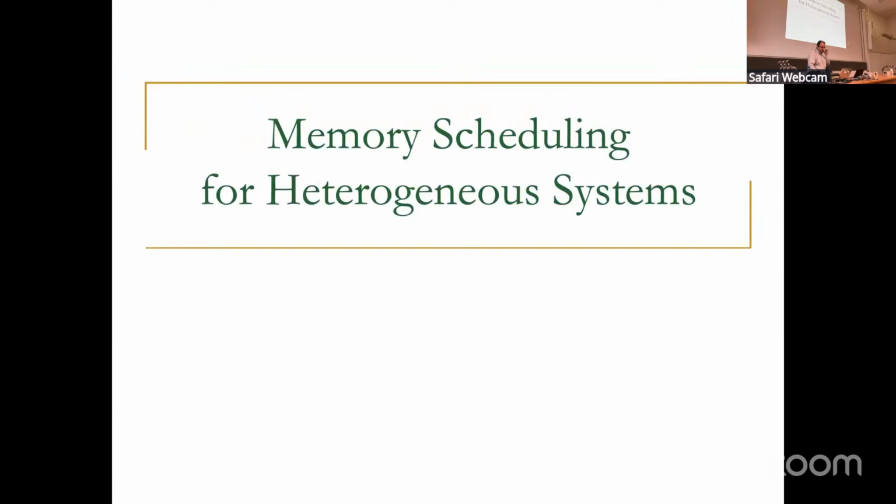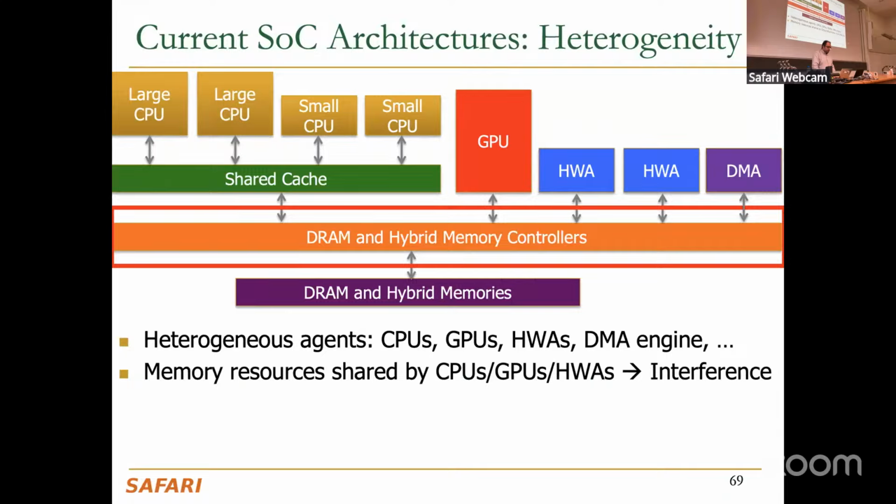Remember that we also discussed systems getting more heterogeneous, and designing the memory controller is becoming much more challenging. This is a picture which I showed you before also. In current SoC architectures, we have very high heterogeneity. We have different CPUs. So here we can have large CPUs, small CPUs, GPUs, also hardware accelerators, DMA. You can also think of PIM. There might be some PIM engines here also. So scheduling them together is actually not easy.